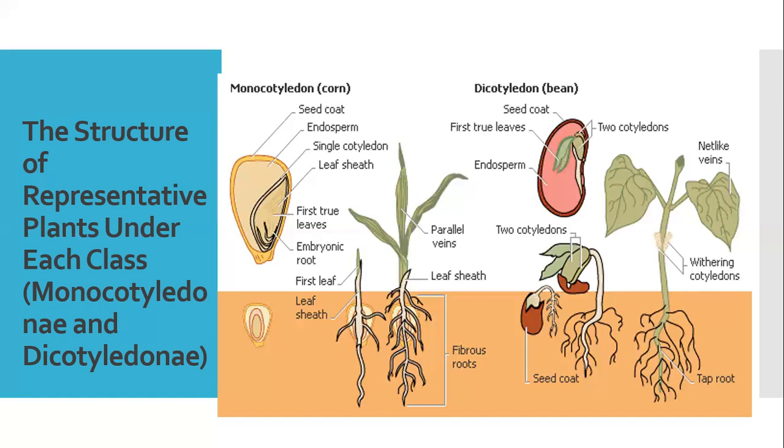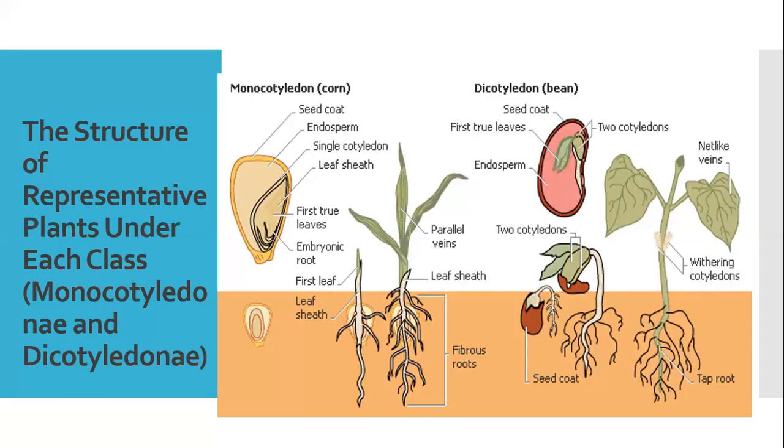When you talk about the Dicotyledonae, a typical example is the bean plant. You can see the form of a bean seed. As you can see, it has two cotyledons and the various parts are labeled: seed coat, first two leaves, and the endosperm. In terms of its plant structure, the roots have a taproot, there are withering cotyledons, and the veins of the leaves have a net-like structure, in the form of a network. So those are just the illustrations of monocotyledons and dicotyledons.